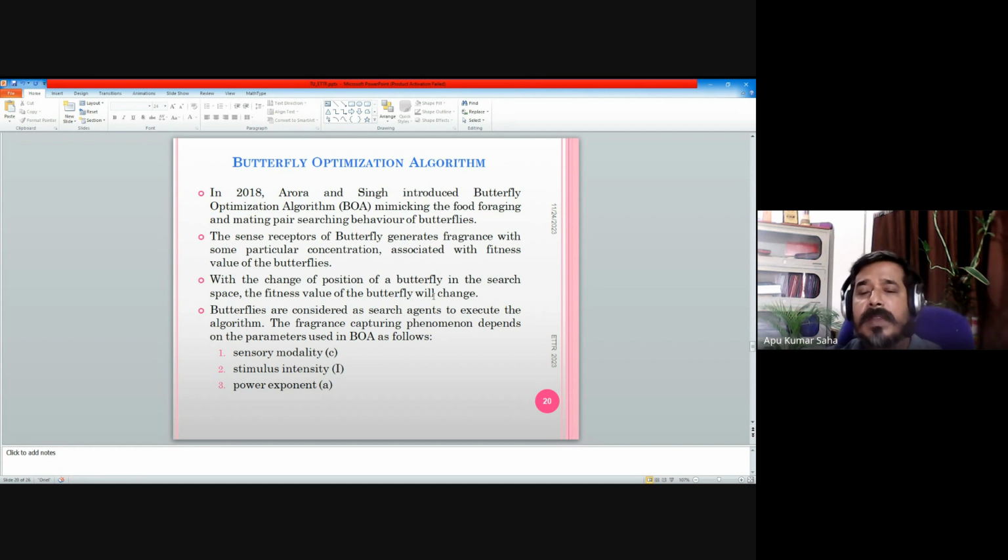Now, the fragrance of the butterflies depends on three things. One is sensory modality, which we denote by C. Then stimulus intensity, which we denote by capital I. And then power exponent, which we generally denote by small a.